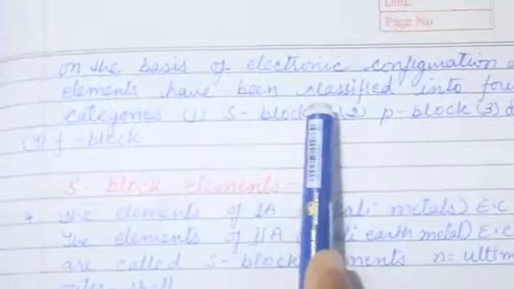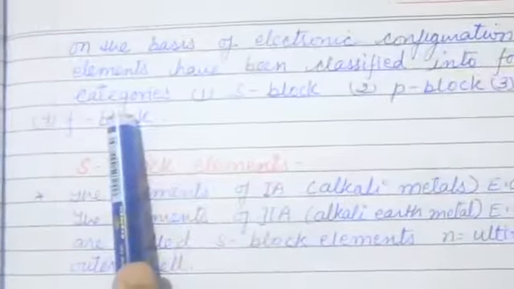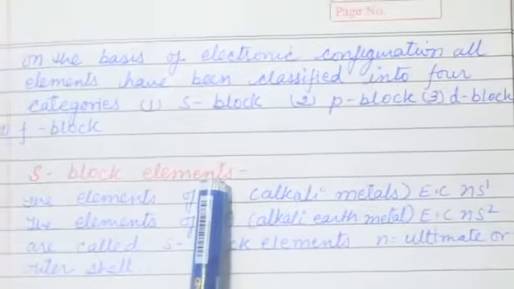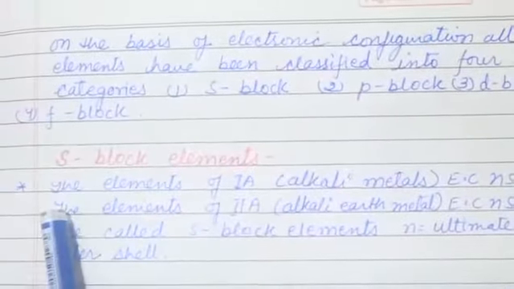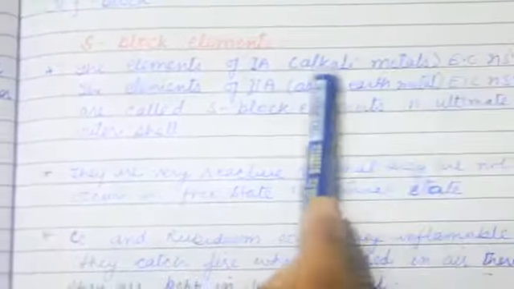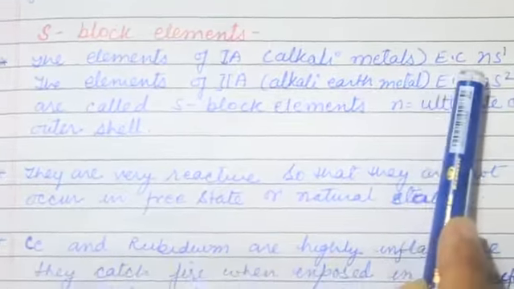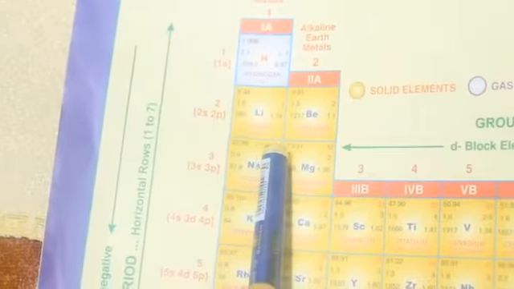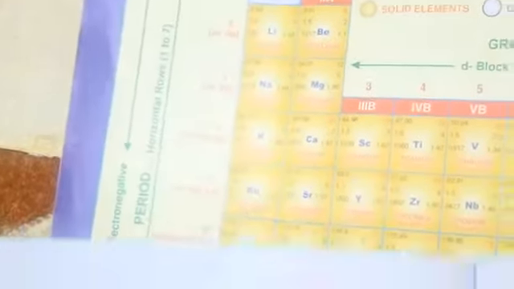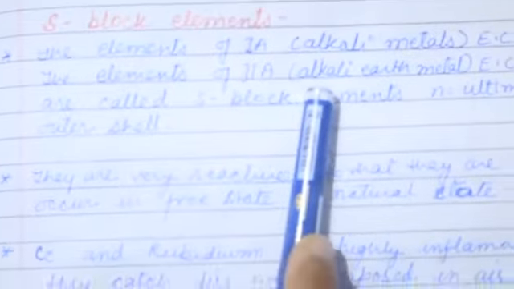On the basis of electronic configuration, all elements have been classified into 4 categories: S block, P block, D block and F block. S block elements: the first point is the elements of the first A group, that is alkali metals. Their electronic configuration is ns1. See, 1s1, 2s1, 3s1. So it is ns1.